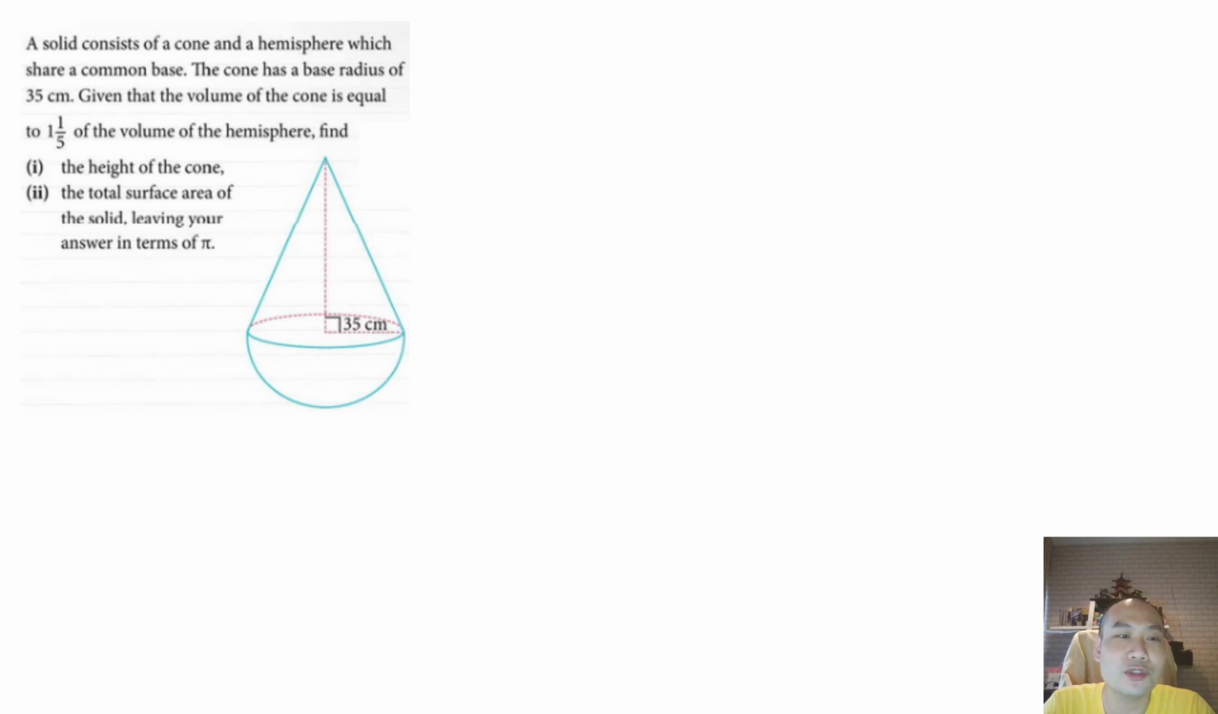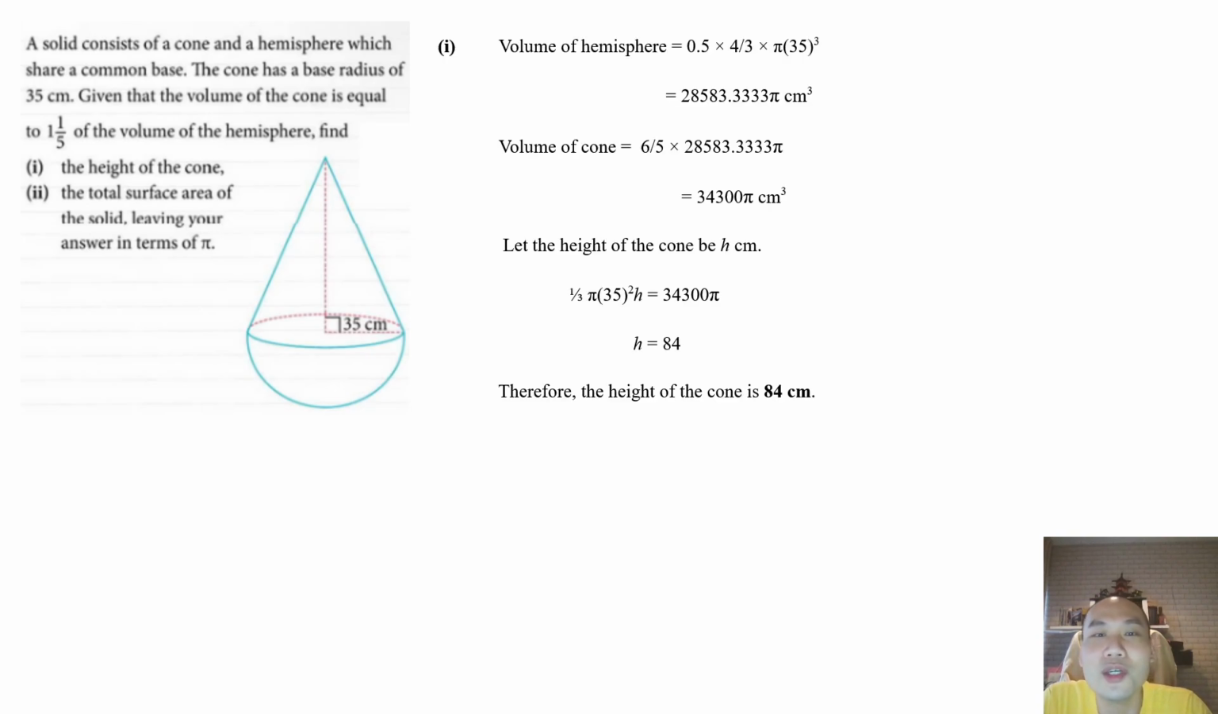So the first thing we are asked to do, find the height of the cone. So what do we do? Well, we need to find the volume first before we find the height, right? Because we need that information, as all we have right now is the radius, not enough information. So let's find the volume. So volume of the hemisphere, we can find straight away because all we need to find the volume of hemisphere is just the radius, right?